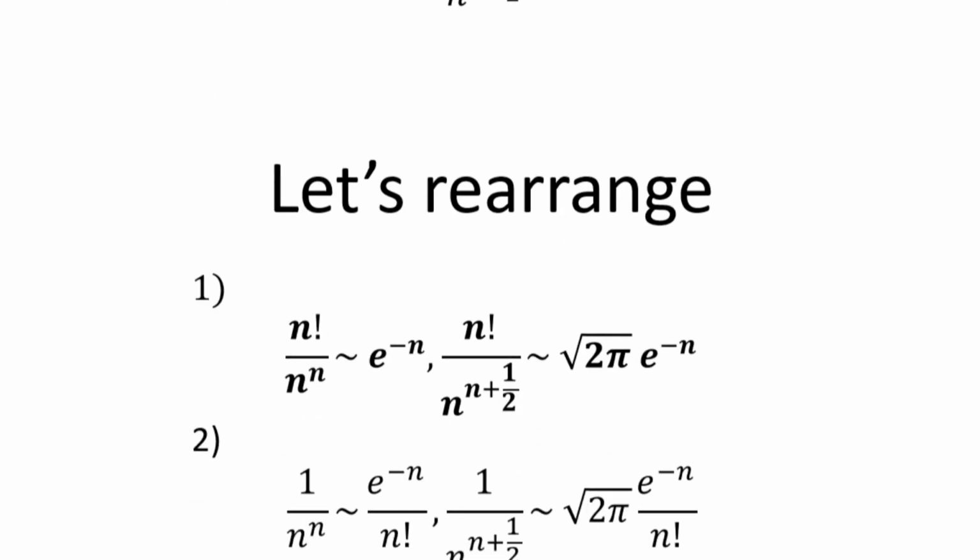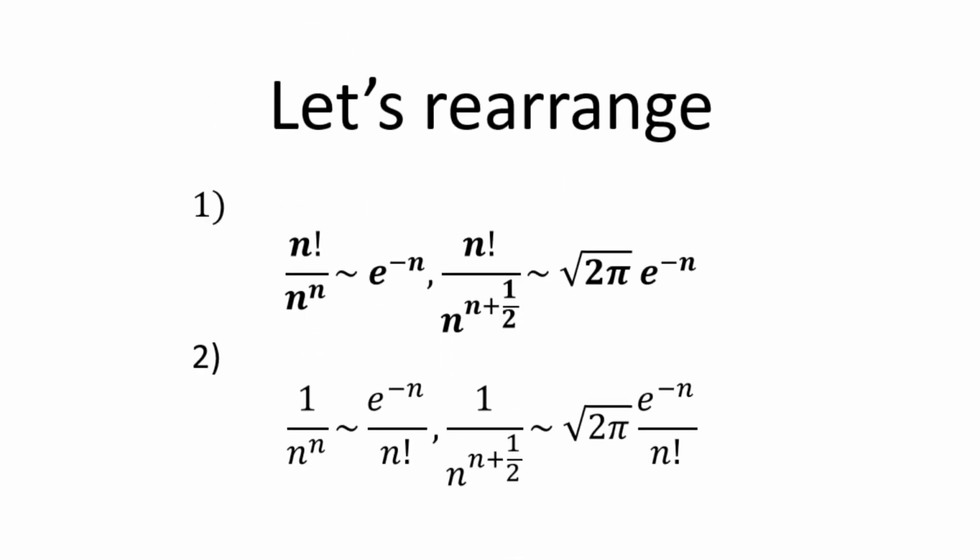Firstly, we'll use the first approximation, which is that n factorial divided by n to the power n is approximately e to the power minus n. Or rather, for a more accurate approximation, n factorial over n to the power n plus a half is approximately square root of 2 pi times e to the power minus n.